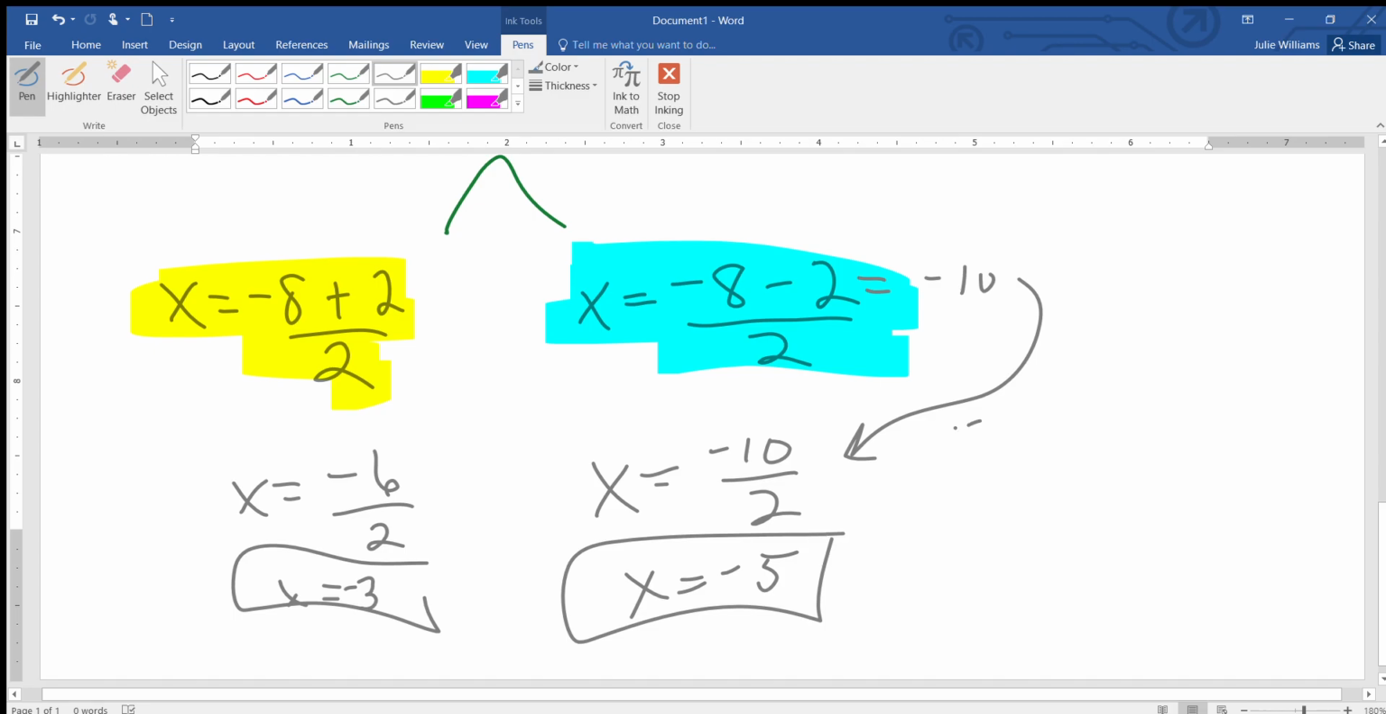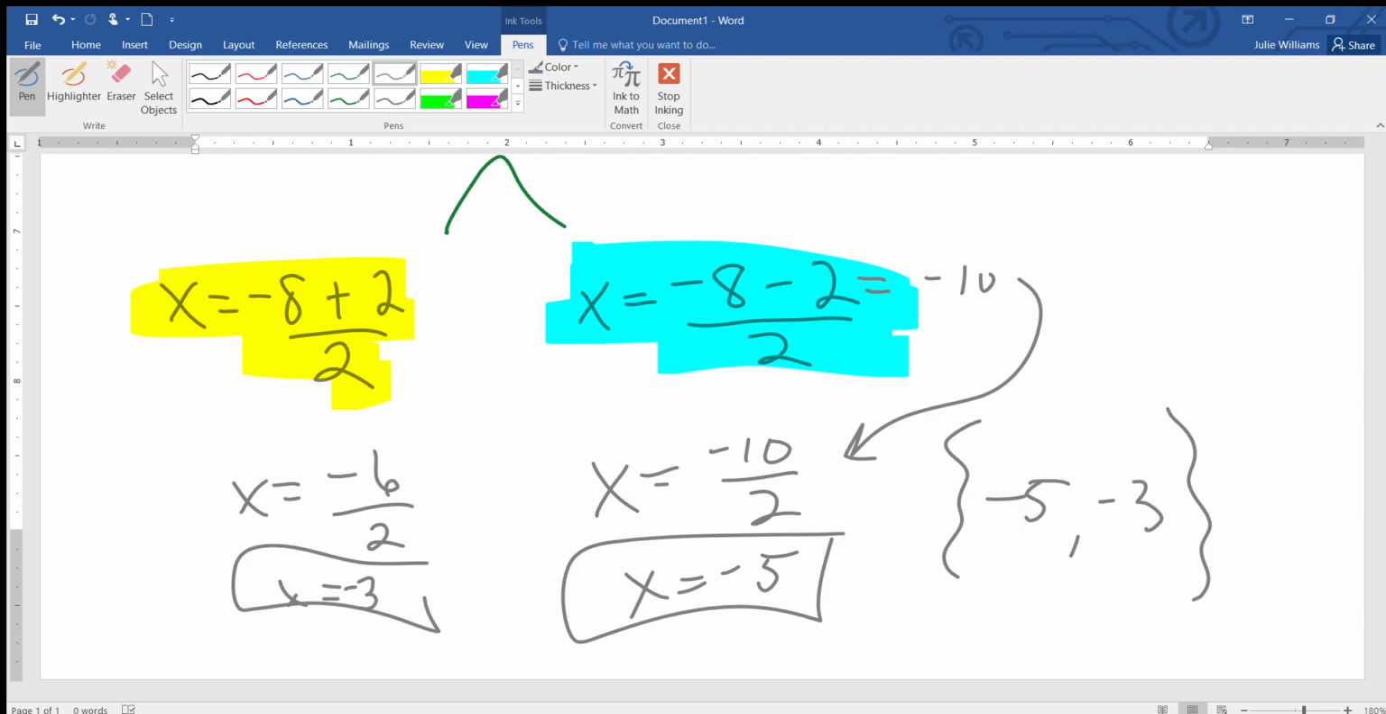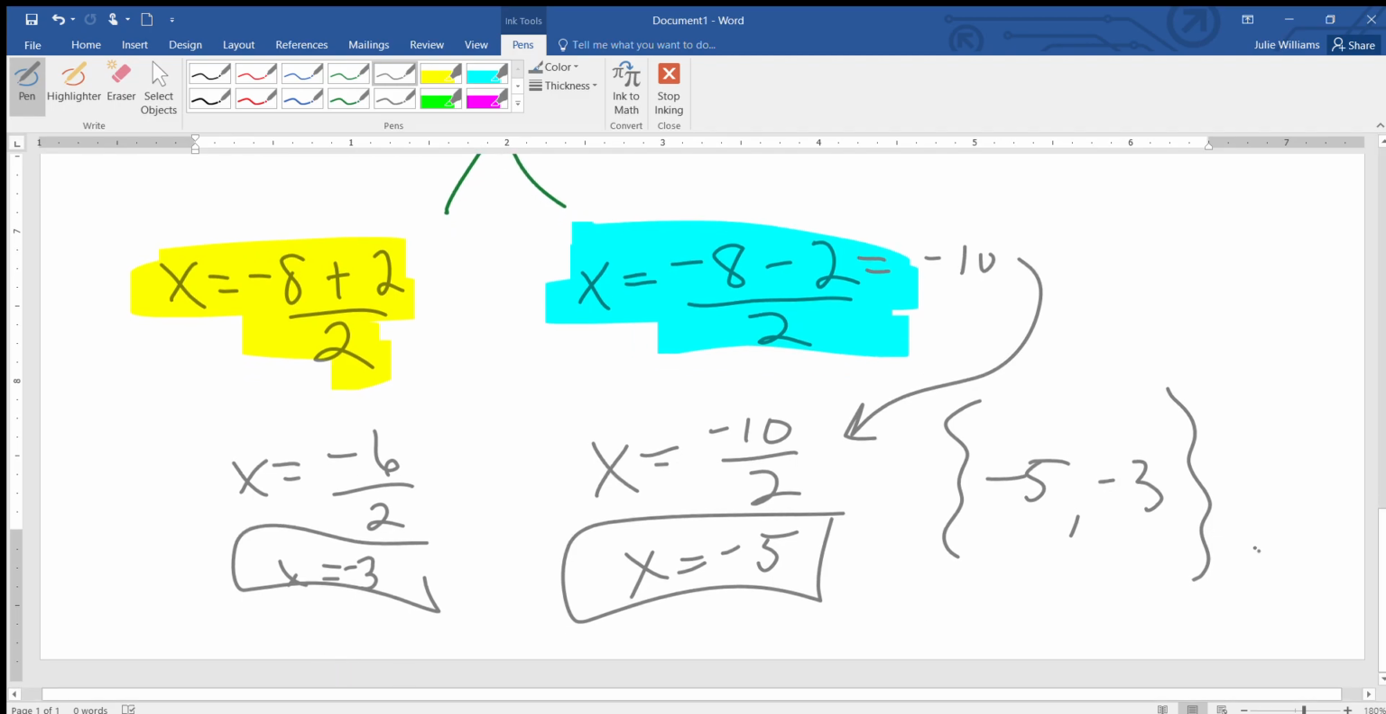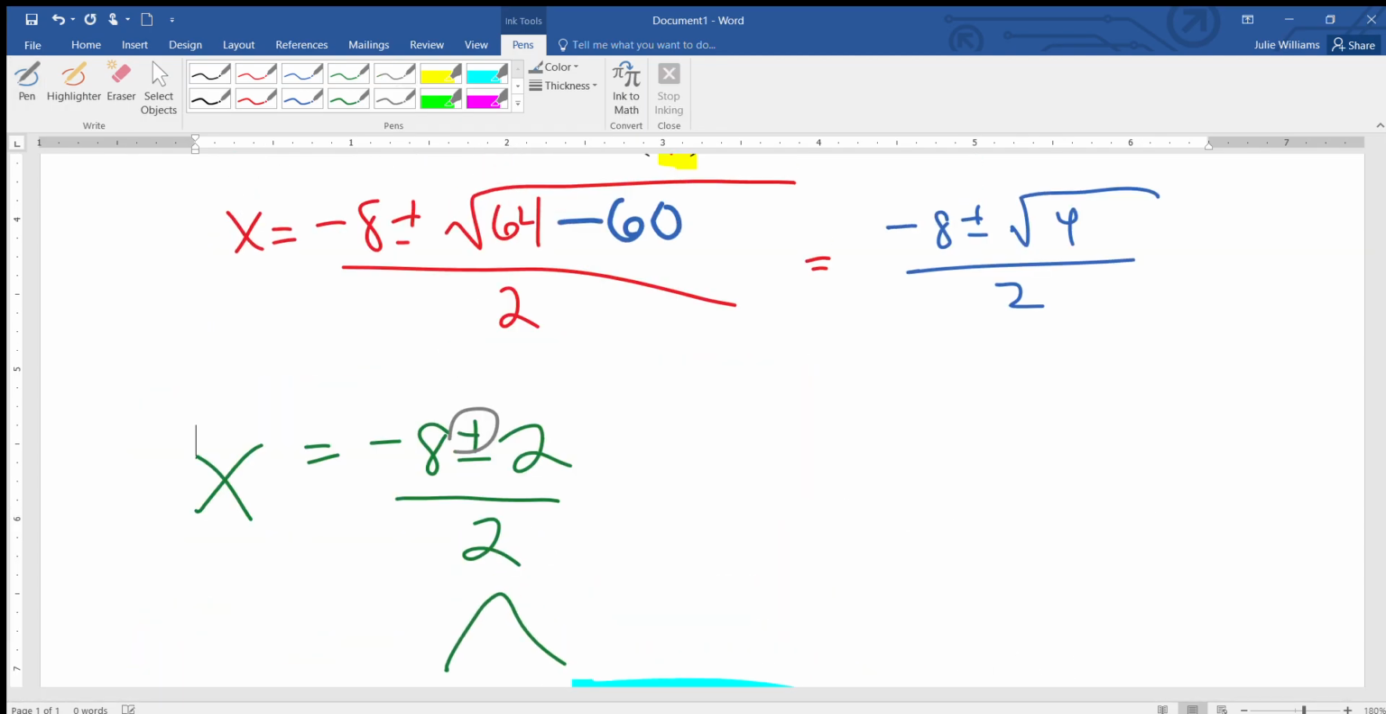Okay, so if you like the squigglies here, it would be solutions of negative 5 and negative 3. Make sure you don't put regular parentheses there, or that would indicate that it would be a coordinate pair, and this is not a coordinate pair. Remember, our y's are equal to 0 in this case. Okay, so let's play again.